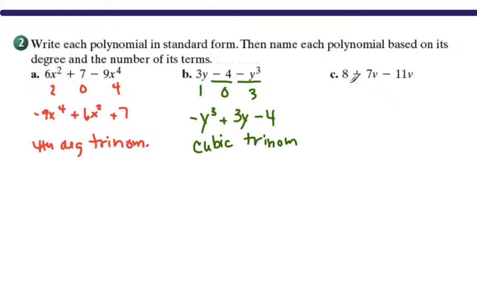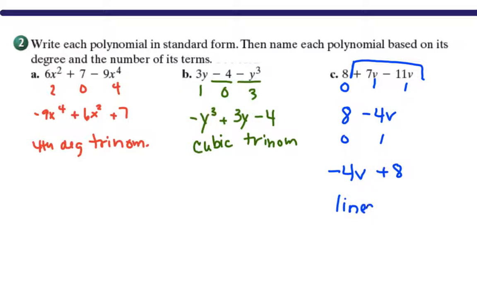And finally, this one here, 0, 1, and 1, which then means I can combine these two, 7b minus 11b. That's going to give me 8 minus 4b, so that's 0 and 1. So this needs to come first, negative 4b plus 8. So that's a degree of 1, which we know is linear, and there's 1, 2, so this is a binomial.